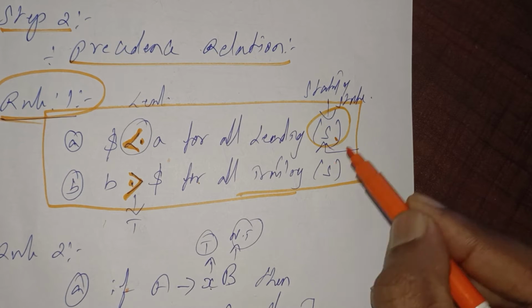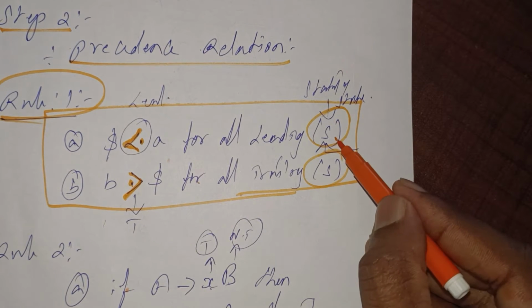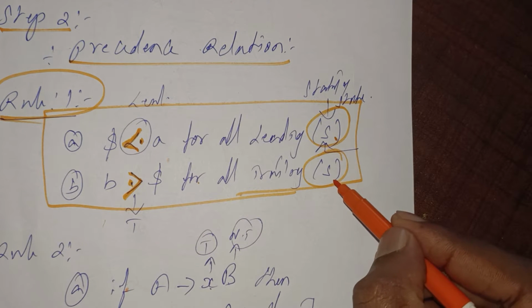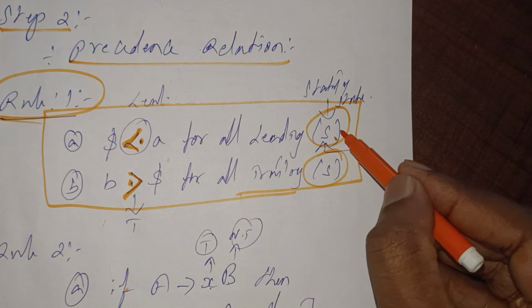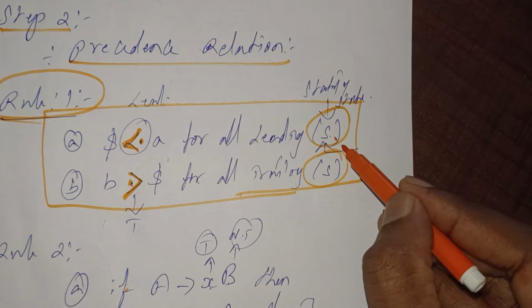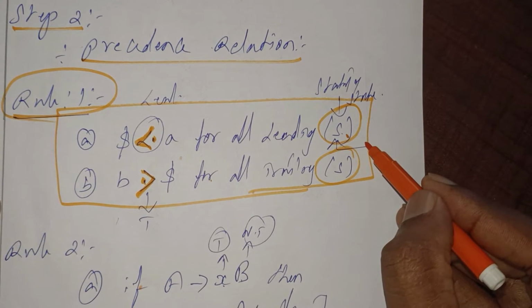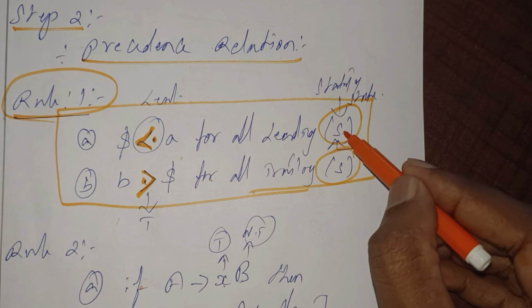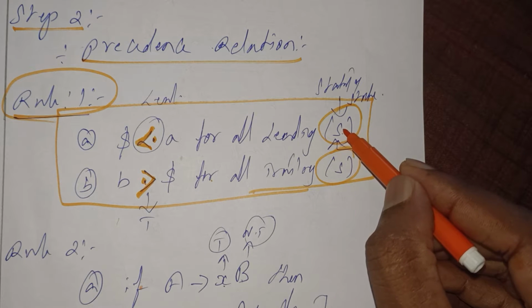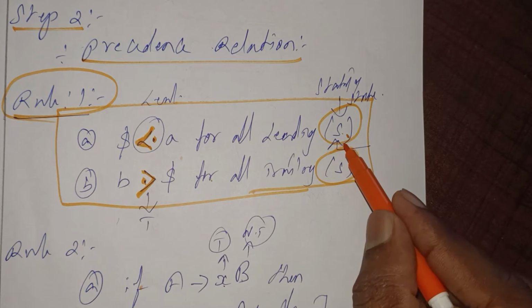Why have we taken this S here? What is this S? We have leading of S as well as trailing of S. The leading of S stands for the start symbol in the given grammar. You can check the previous video, the given grammar. There is a start symbol, and that start symbol has to be applied with this particular rule.